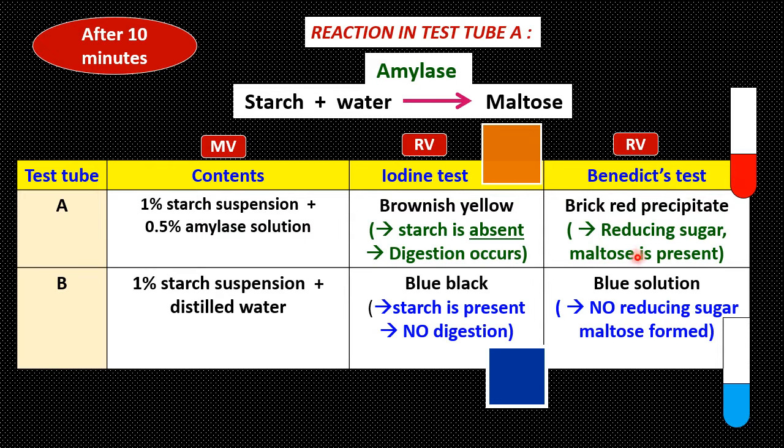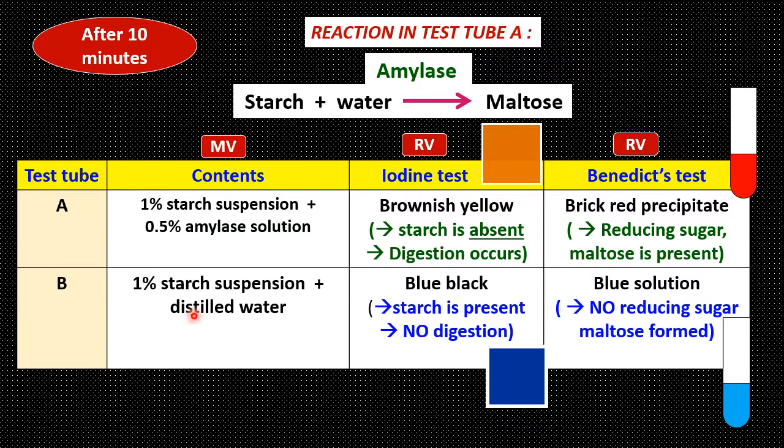This shows that reducing sugar, maltose, is present. So starch is absent, maltose is present. That means digestion has occurred. According to this equation, starch plus water, in the presence of amylase, which catalyzes the reaction, we get maltose. So this reaction occurs in test tube A, and all the starch has been digested and maltose has been formed. That's why we get the brick red precipitate, and there's no longer starch in the test tube. So the iodine test shows a brownish yellow color.